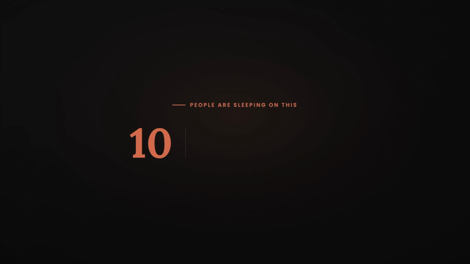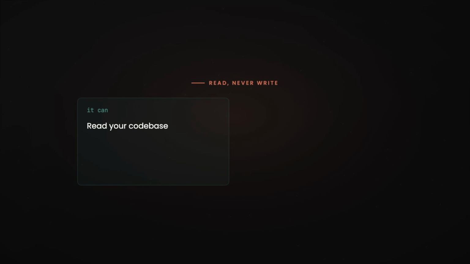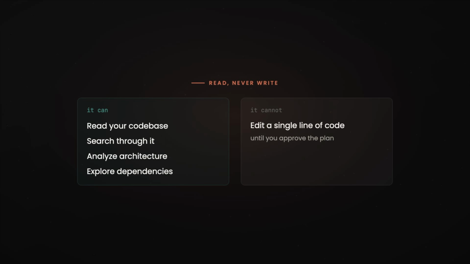Number 10, and this is the one a lot of people are sleeping on, is plan mode. If you press shift+tab twice, Claude switches into a mode where it can read your code base, search through it, analyze architecture, explore dependencies, but it won't edit a single line of code until you approve the plan. Behind the scenes, it drafts an implementation strategy first, you review it, give feedback if needed, and only then does it execute.